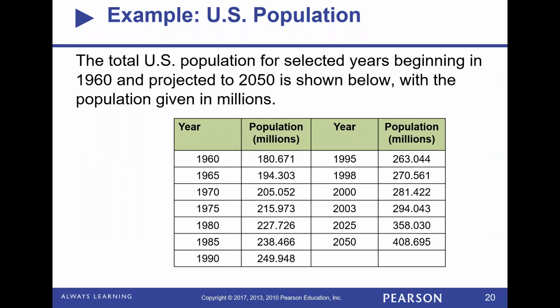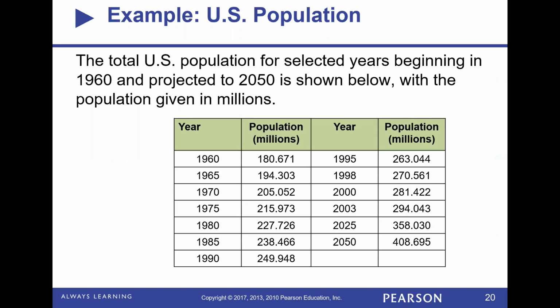So let's try this out. And again, here, we're going to look at a lovely problem. So we'll look at the total US population for selected years beginning in 1960 and projected to 2050. And it's shown below in our beautiful table here.